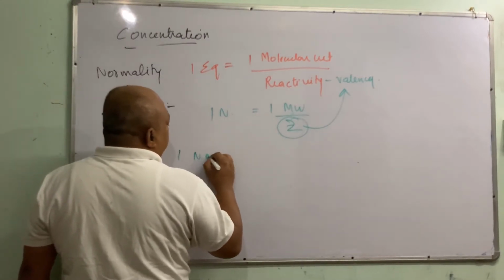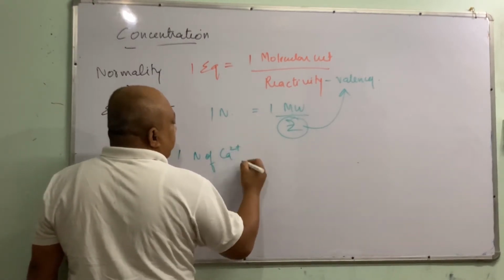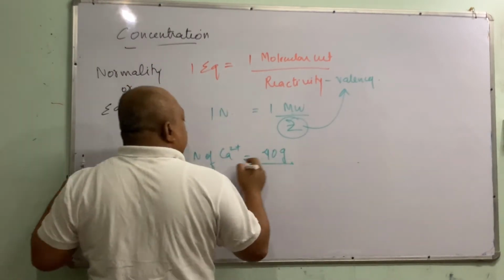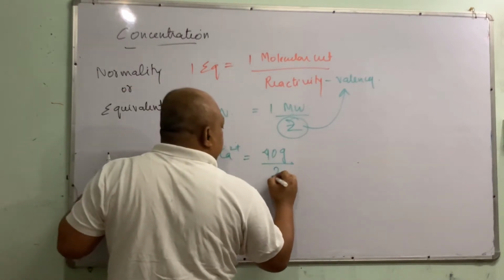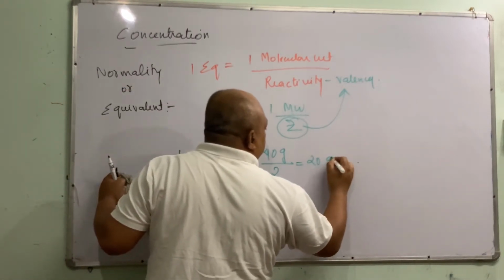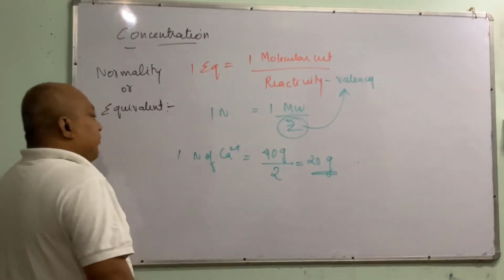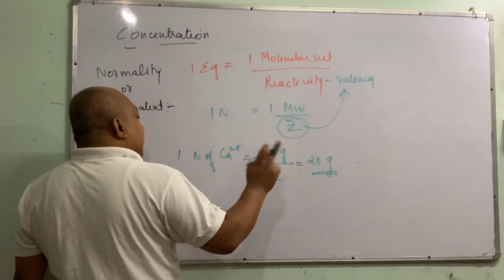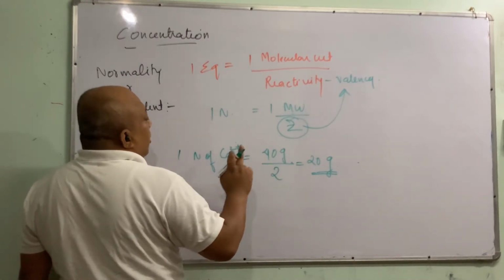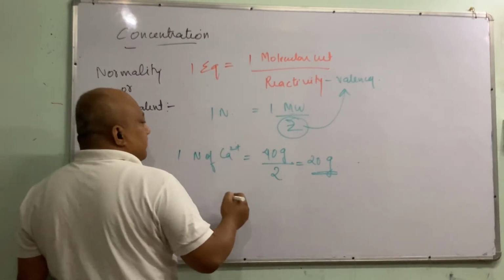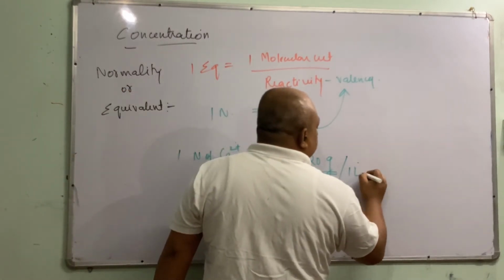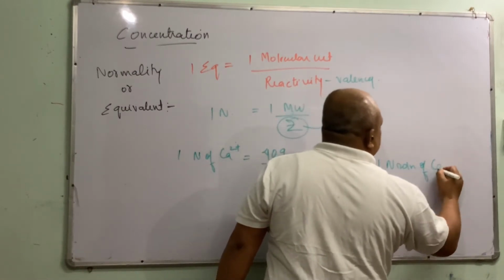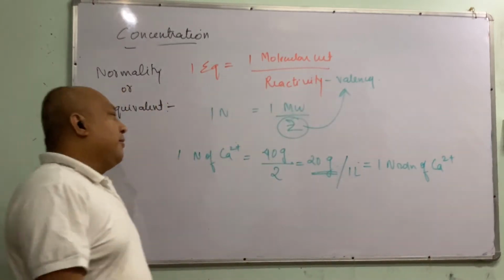So one normal of calcium. Calcium molecular weight is, I told you, 40 grams. The reactivity of calcium is 2. So it's equal to 20 grams. So if you dissolve 20 grams of calcium in 1 liter, that is called one equivalent of calcium or one normal solution. Okay? In 1 liter. This is one normal solution of calcium. Is it okay, clear? Fine.